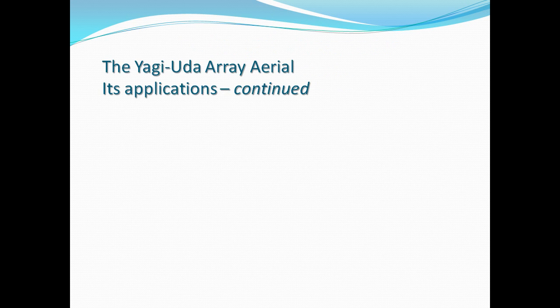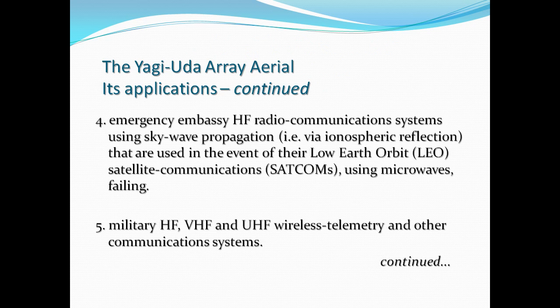The Yagi-Uda array aerial, its applications continued. Number 4, emergency embassy HF radio communication systems using skywave propagation that are used in the event of their low Earth orbit satellite communications, known as SATCOMs, and which use microwaves, failing. Number 5, military HF, VHF and UHF wireless telemetry and other communication systems.